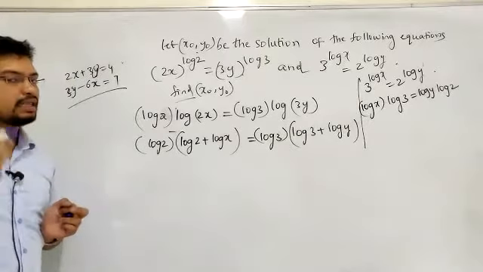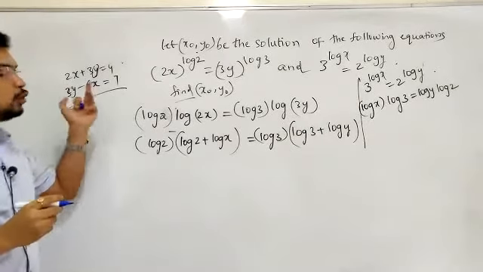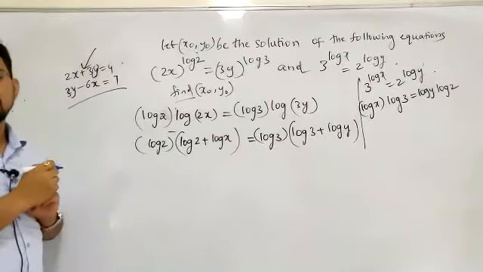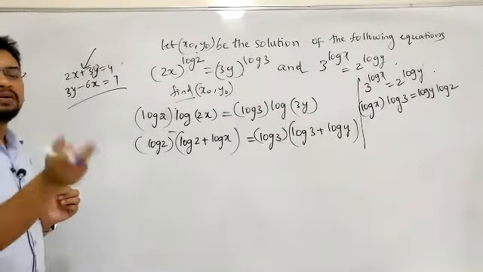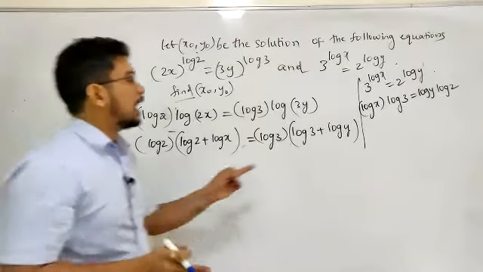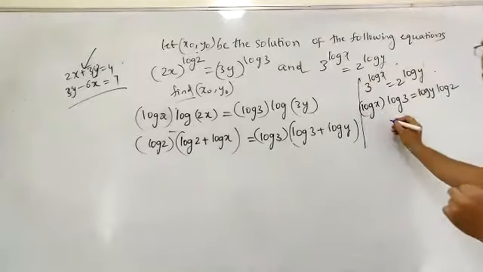You will try to eliminate either x or y. After eliminating that, you will be getting some value, and that value you substitute again into this. Then you will be getting the other value. You will be getting such an ordered pair again. The same idea is here. Either you try to eliminate log y or you try to eliminate log x.